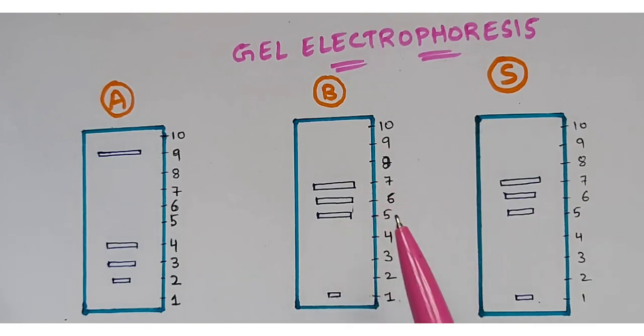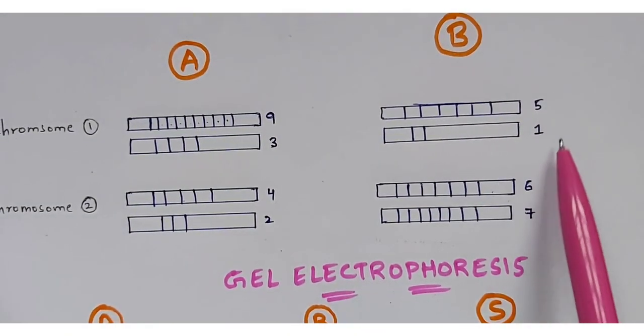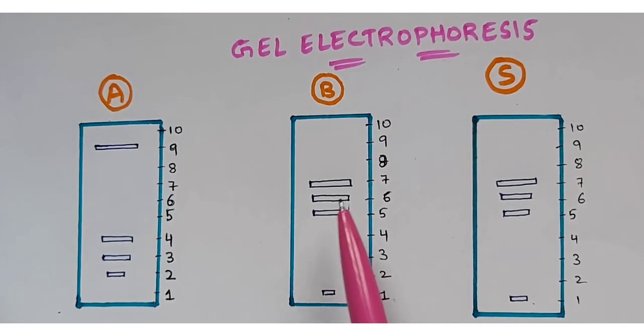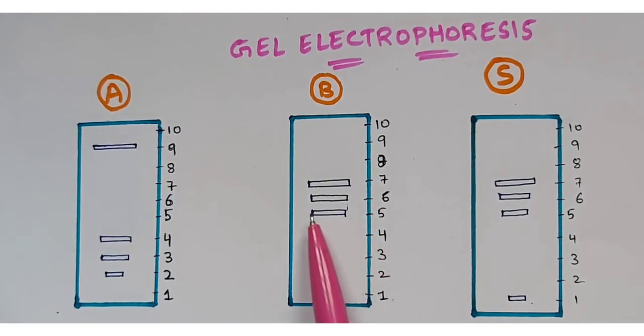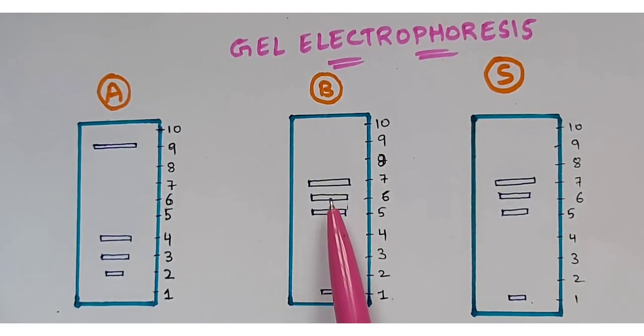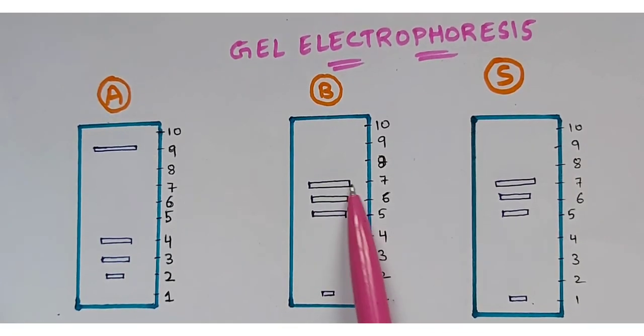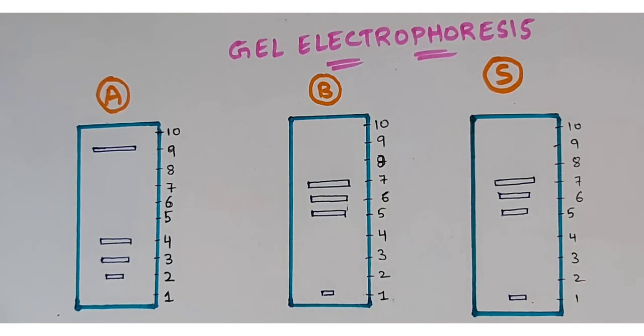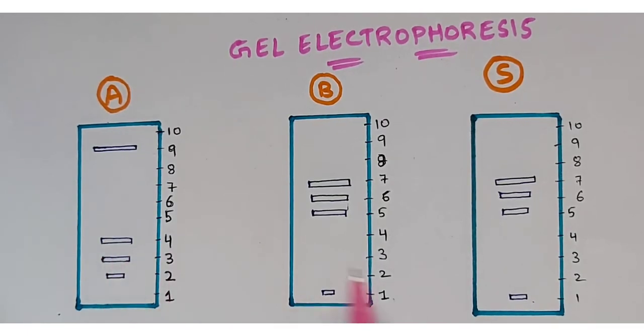Okay, similarly here B also has 5, 1, 6, 7. So the nucleotide sequence whose size is 5 repetitive sequence will be settled over here, and 6 will be settled over here, and the 7 will be settled over here, and coming to 1 will be settled over here. Okay, so this is the individual sample of A and this will be the individual sample of B, right?